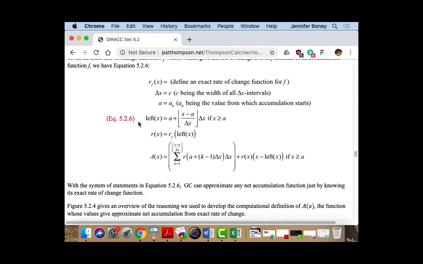So what we're going to do on Tuesday is a wrap-up of some of this. We're going to take a look at some animations of what happens if I use this technique. What does this accumulation graph look like? And then what would happen if I made delta x smaller? Because if I have GC, I can make it smaller and see what happens without having to redo anything.